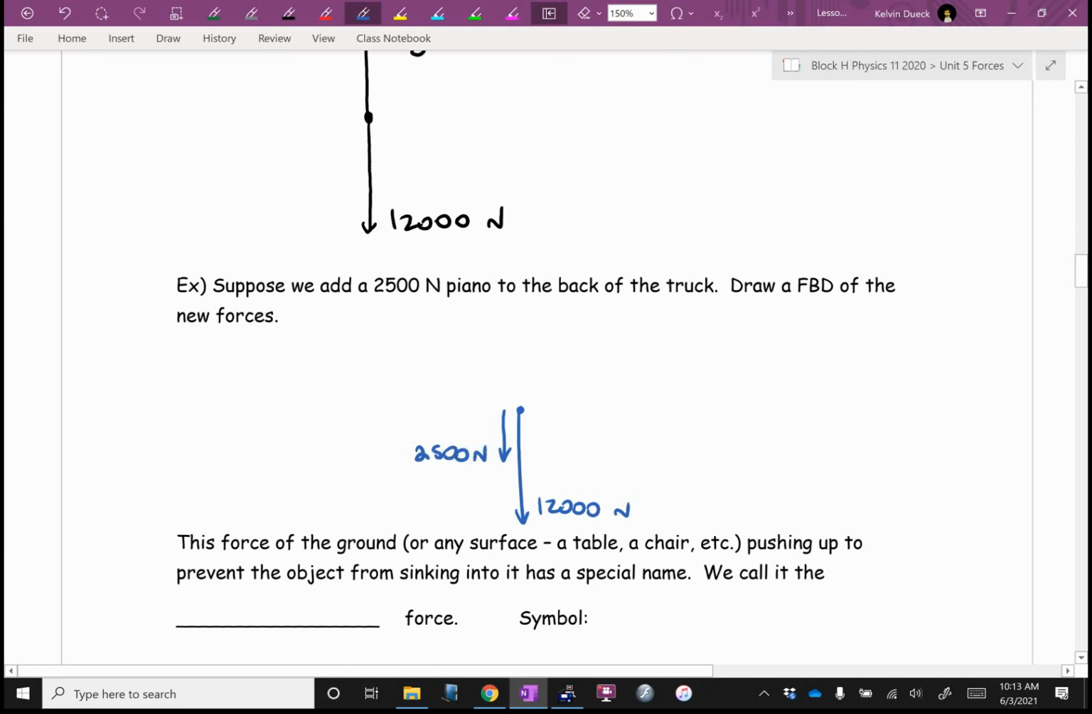Is this truck sinking into the ground like quicksand? Is it flying through like Superman? No. I'm going to draw an arrow pointing up. Is the arrow going to be bigger, smaller, or the same size as the 12,000? Bigger. Why does it have to be bigger? How hard is the ground having to push up with? And I'll exaggerate it so it catches my eye.